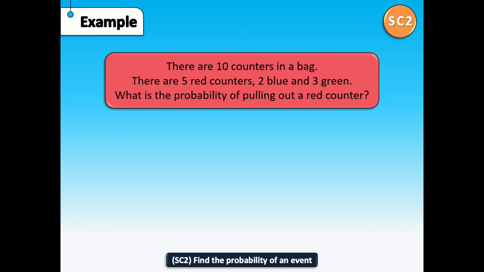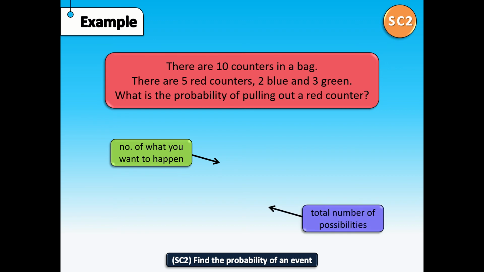So there are 10 counters in a bag. There are 5 red counters, 2 blue counters, and 3 green. What is the probability of pulling out a red counter? So if we write this as a fraction, the number on top is the number of what you want to happen, and the number on the bottom is the total number of possibilities. So we've got 5 red counters out of 10 in total. So the probability of pulling out a red counter is 5 out of 10.